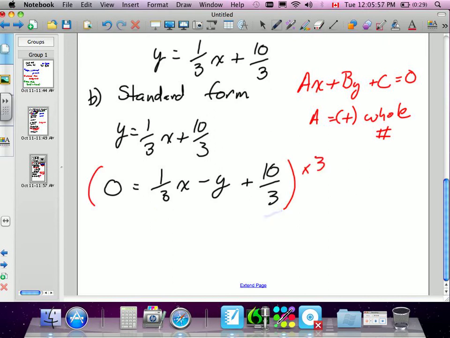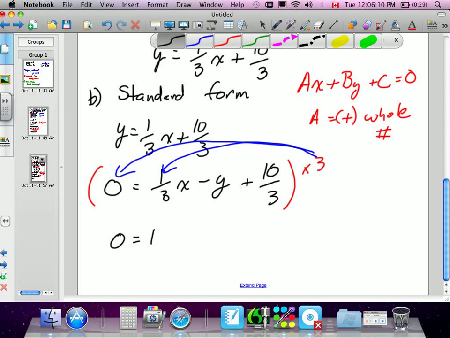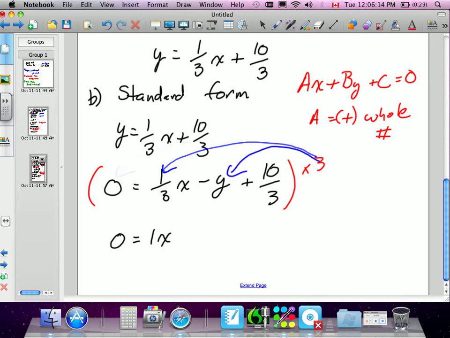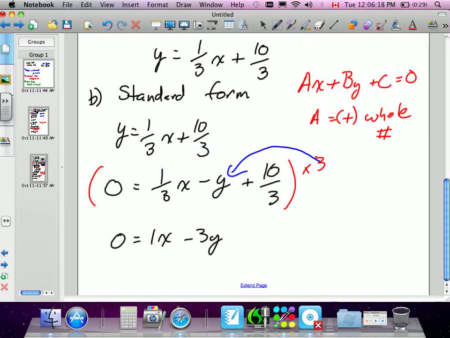Multiply everything in the equation, just like we did above, by 3. So let's start with the first one. What would 3 times 0 be? 0. That's when we did this, 3 times 0. What is 3 times 1/3? 1. So we're going to have 1x. What is 3 times negative y? Negative 3y. And what is 3 times 10 over 3?